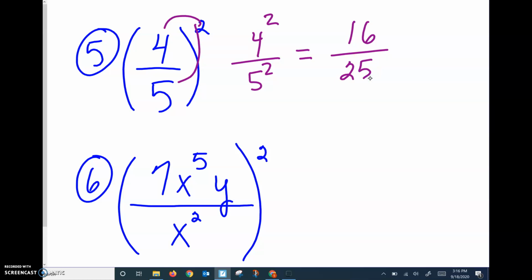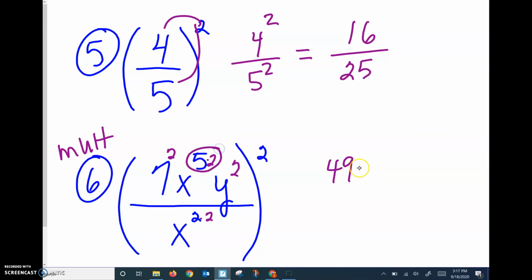All right, number 6, wowza. We've got a lot of places we've got to bring that to. So we have to bring this 2 into the 7. We have to bring it into the x. We have to bring it into the y. And we have to bring it into the x. And remember, when we're bringing it in, we are multiplying. So now, what is 7 squared? Well, we just did that one. It's 49.